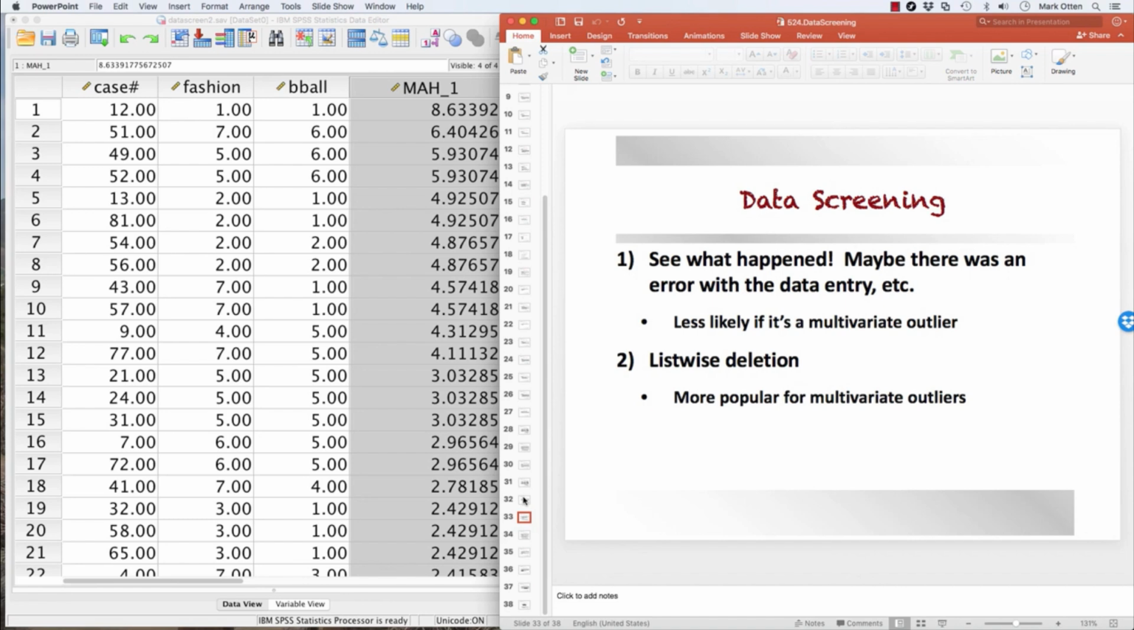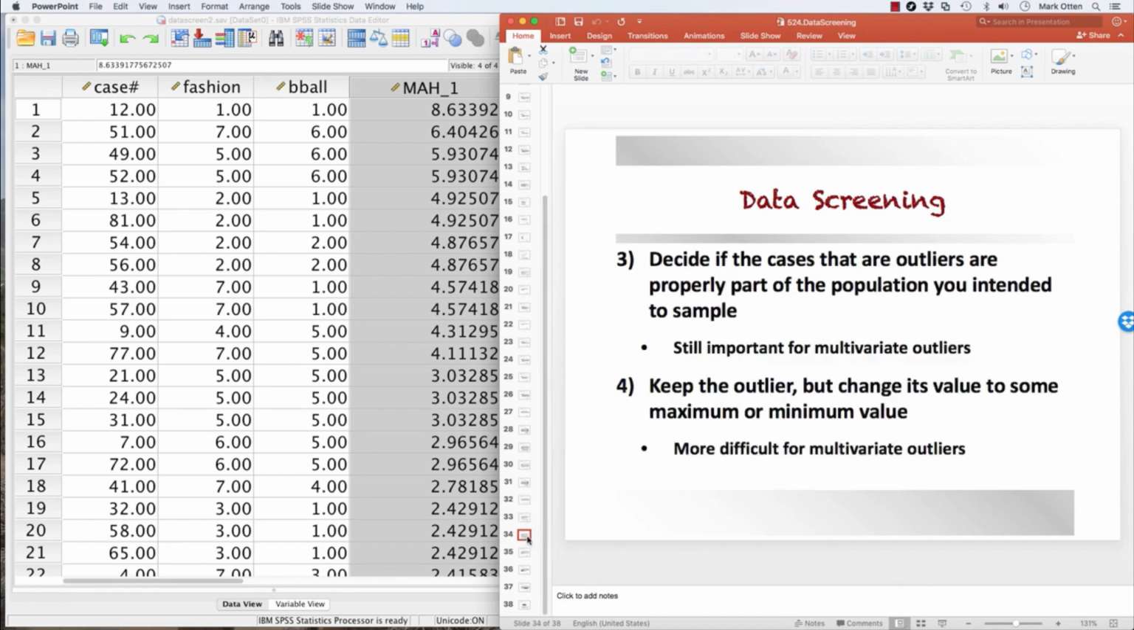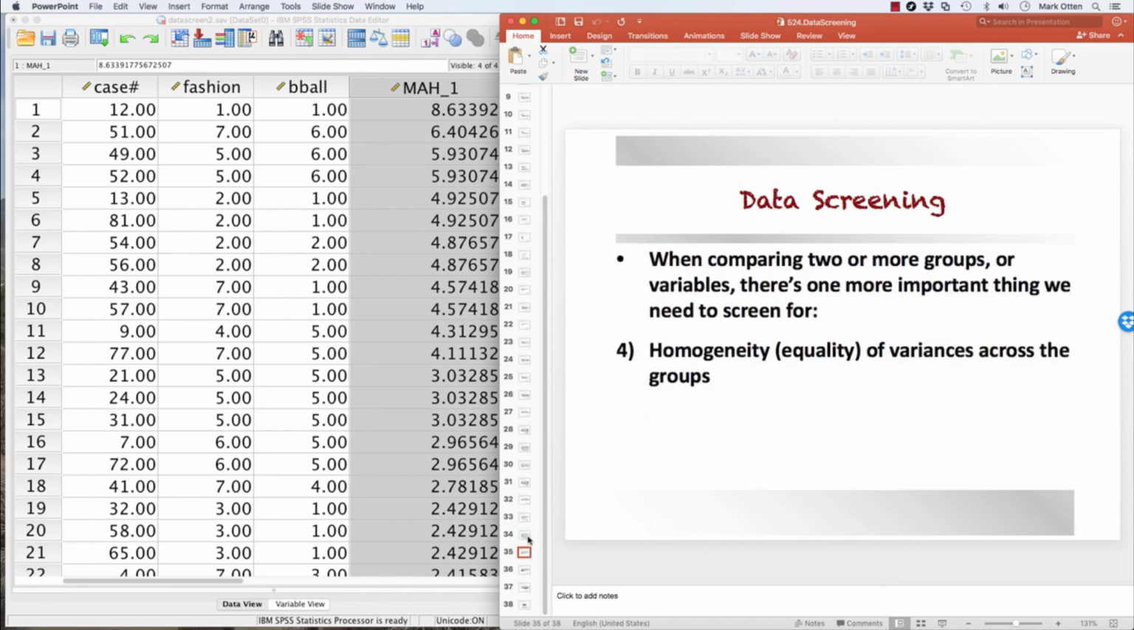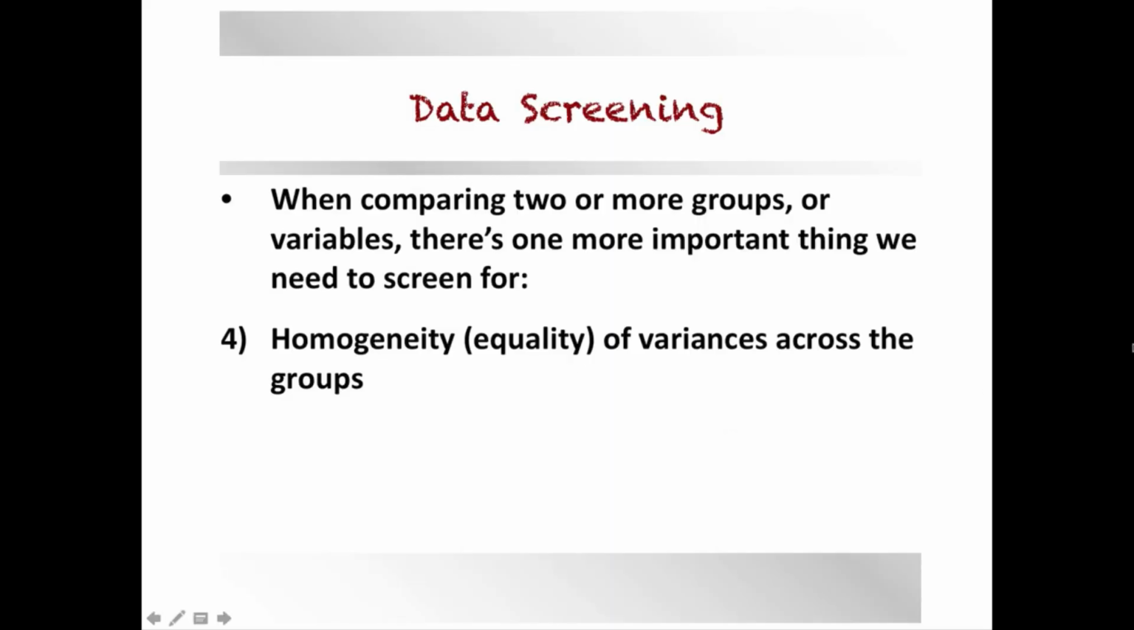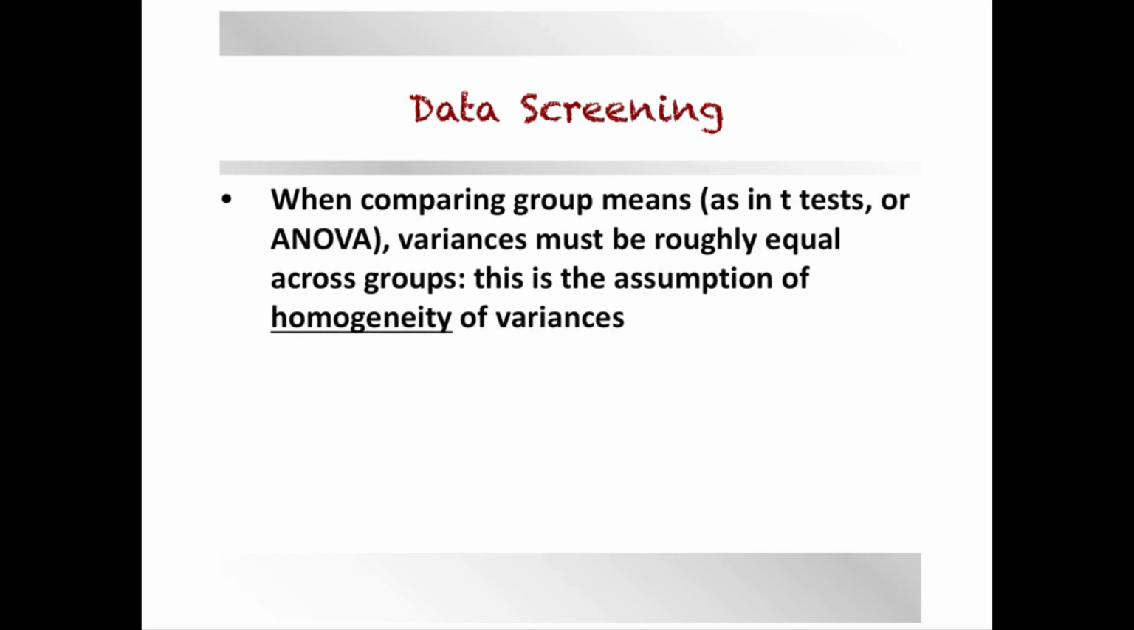And then the only other thing to talk about here in the notes is the homogeneity. I don't know why they call it homogeneity. It's like a fancy word meaning equality. But anyway, the equality of variances check. And this is important when you have two or more groups that you're comparing, as in an ANOVA or a t-test. So the variances must be roughly equal across groups. So if you're comparing two groups, this is one of your assumptions of a t-test or an ANOVA.